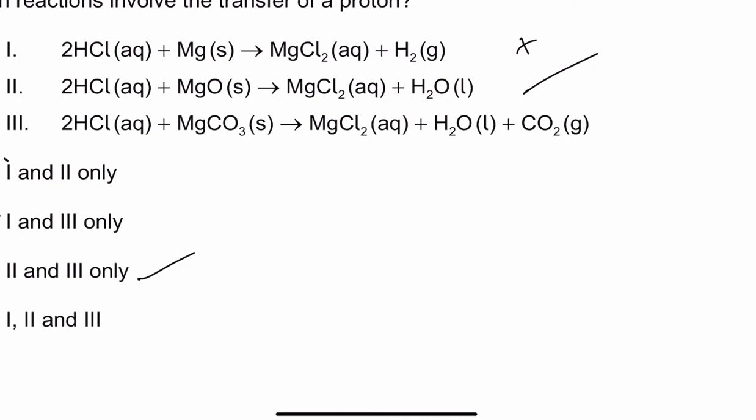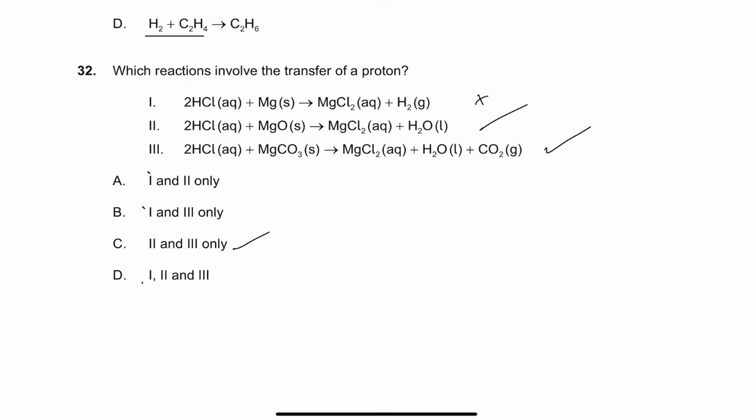Now let's check 3. 2HCl plus MgCO3 forms MgCl2 plus H2O plus CO2. So here we have the carbonate ion reacting with the proton from the HCl. The HCl is providing it to the carbonate ion, and that's going to form carbonic acid, which is what decomposes into water and carbon dioxide. And this seems like another pretty standard acid-base reaction involving a proton transfer.